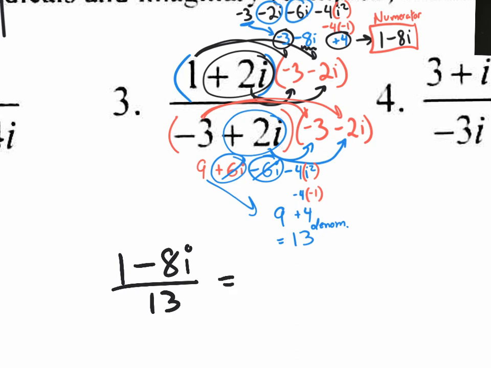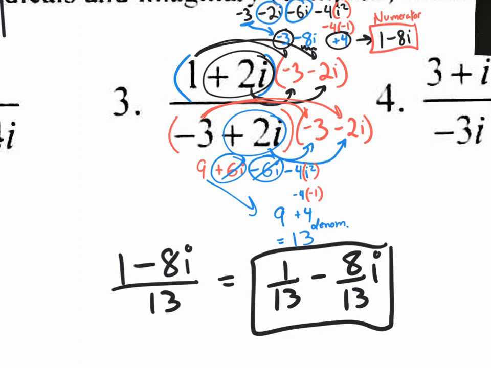So what's my answer going to look like? 1 over 13 minus what? 8 over 13 with an i on the second fraction. Ta-da! What do you think?